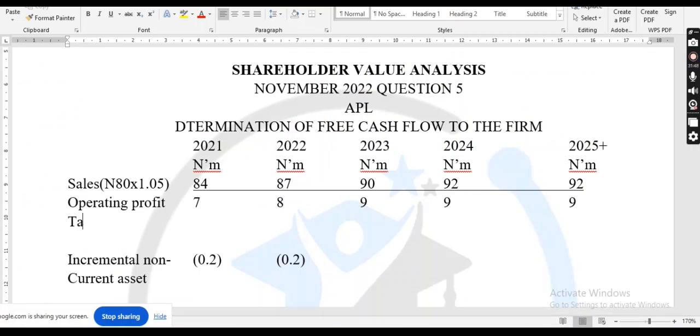Okay, so what do we have here? Tax. What is the tax? How many percent is the tax, class?